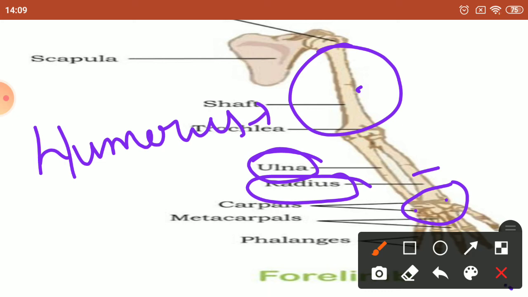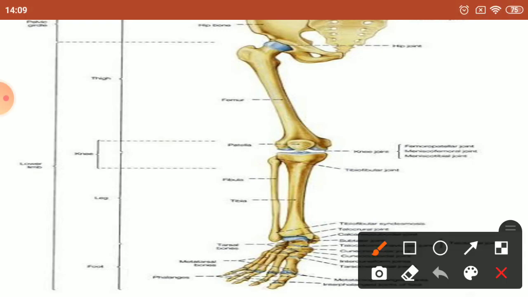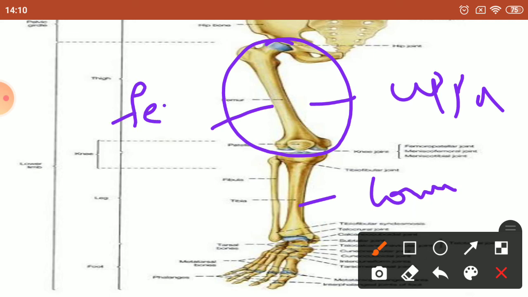Okay, now after these forelimbs, it is about your hind limb. The hind limb, same like the forelimb, also has an upper leg and a lower leg. The upper leg has the longest bone of our body, called your thigh bone, or you can say it is the femur. Remember this word. The longest bone present in our body is the thigh bone, which is your femur.